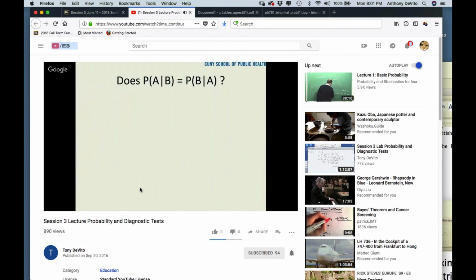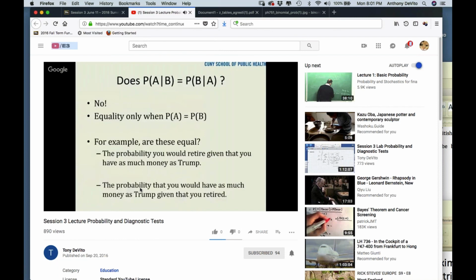Does the probability of A conditional on B equal the probability of B conditional on A? No. If you need to change that into real words to really understand, you're absolutely right. No, it doesn't. Only when the prior probabilities of those two things are the same.